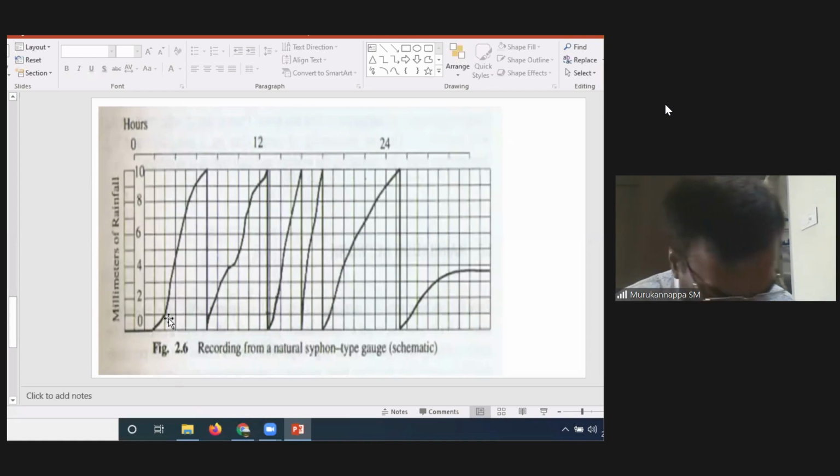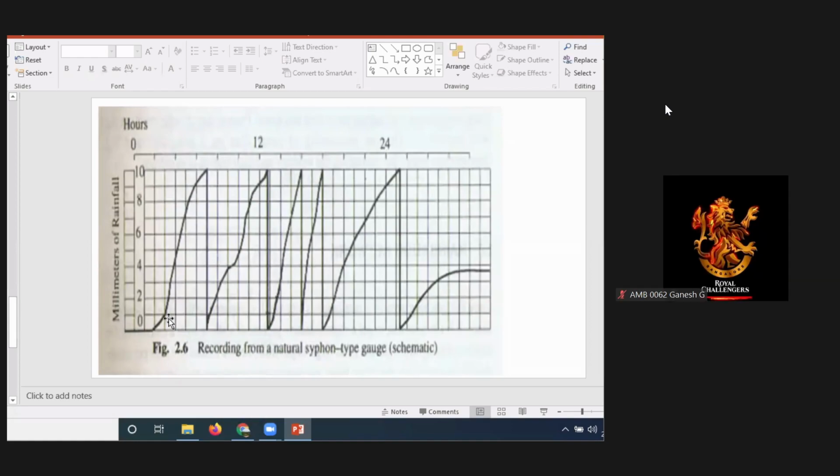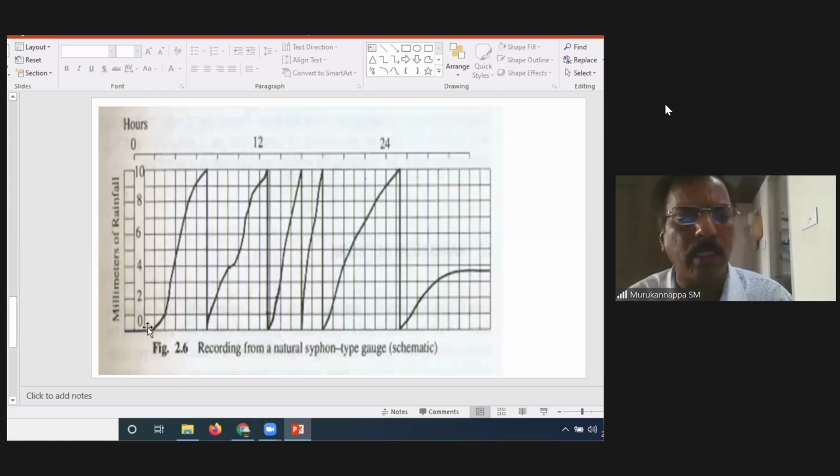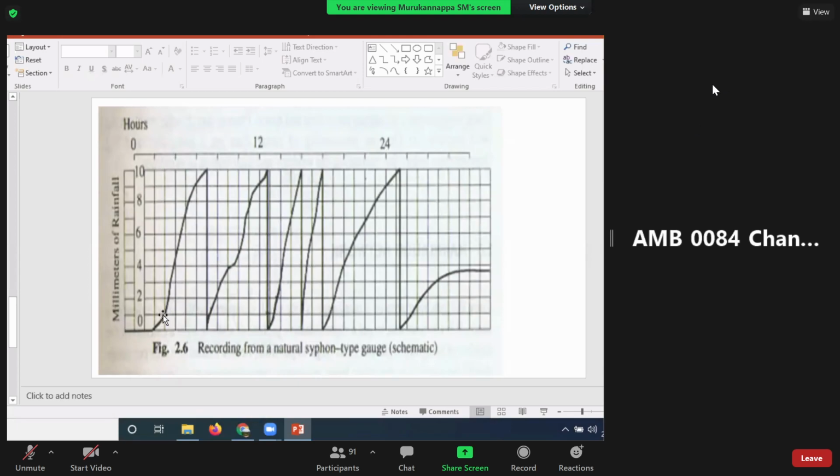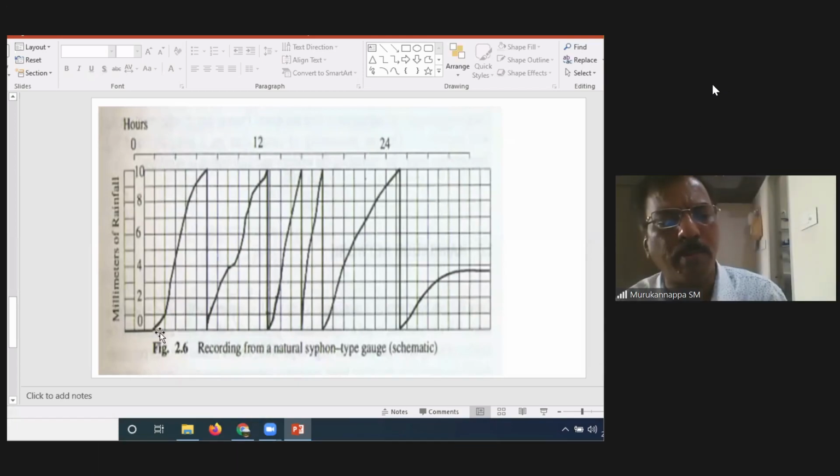Yes, sir. I will give you one example. It will start at 1 unit and reach 1 mm here. Is my cursor visible now? Yes, sir. Okay, this 1 mm is for about 15 minutes. So for 15 minutes it is 1 mm.